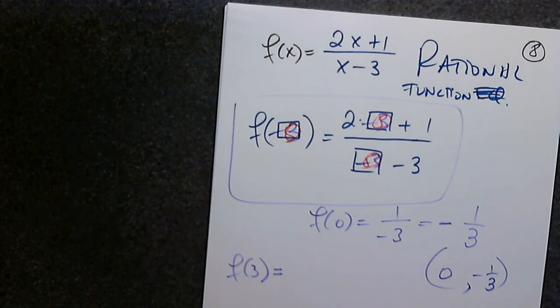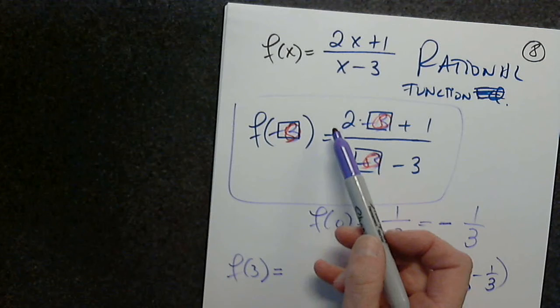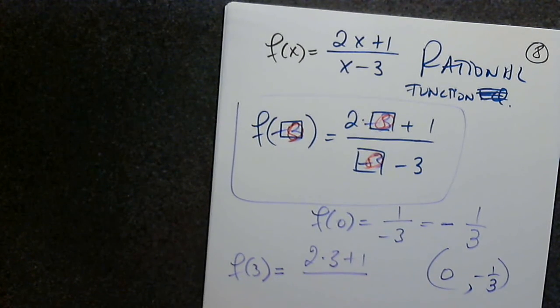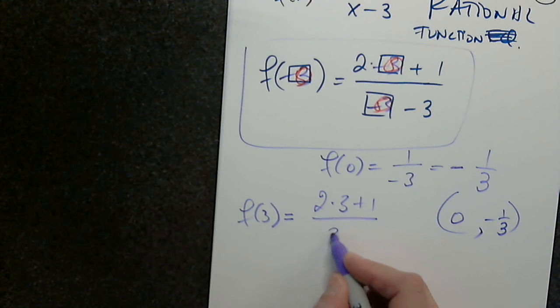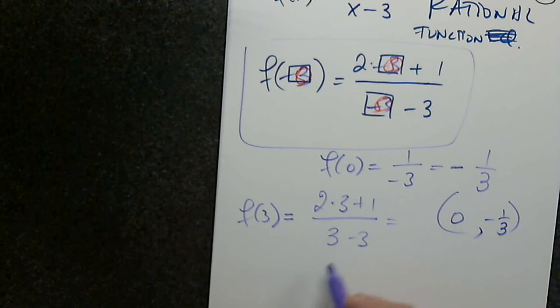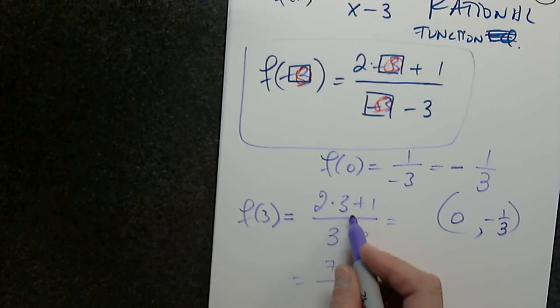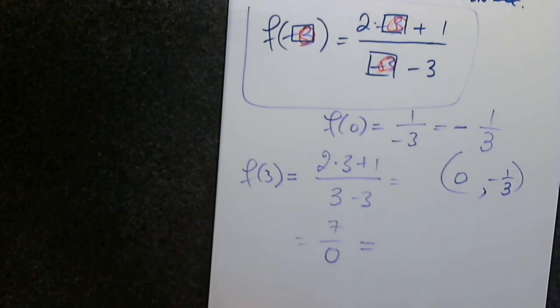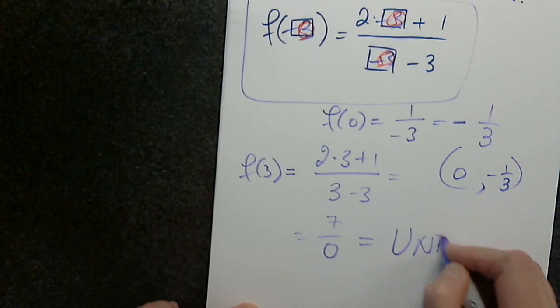But now I'm going to ask you for the same function to find f of 3. What will you write? You will write 2 times 3 plus 1 over 3 minus 3. Okay, so the numerator is 7. 2 times 3 is 6 plus 1. And the denominator is 0. What do you conclude? Excellent.